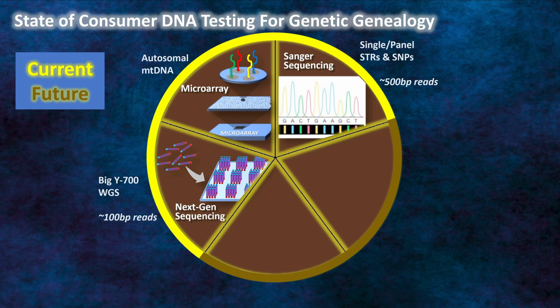You've got Sanger sequencing, which is the original. I'll talk about the history of these in a second, but this is really mostly these days used for single or panel STRs and SNPs. Not a lot of companies provide those anymore, but those that do tend to use Sanger sequencing for that type of test. And then you've got next-gen sequencing, or what's often called short-read sequencing, which is another type of technology that's used today for Big Y-700, as well as whole genome sequencing and so on. And those use a different kind of technology that I'll talk about in a minute.